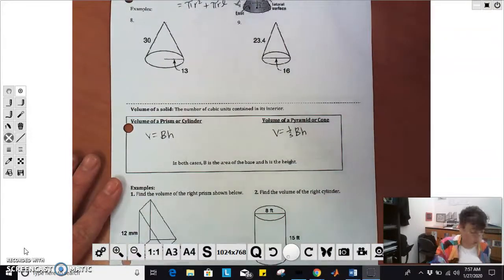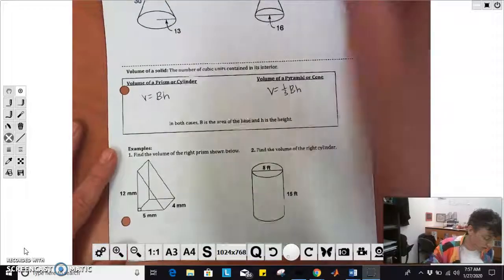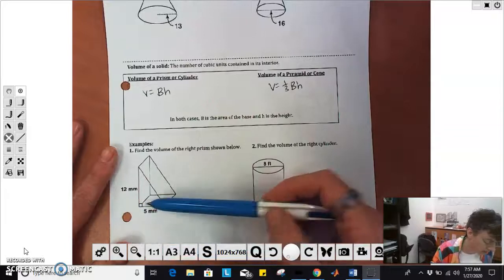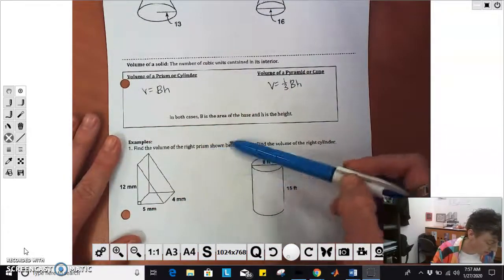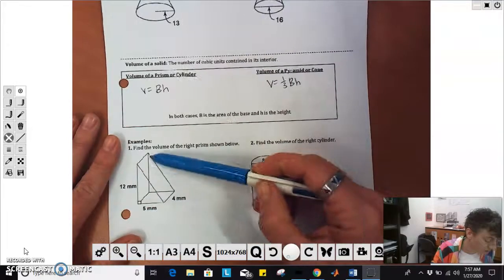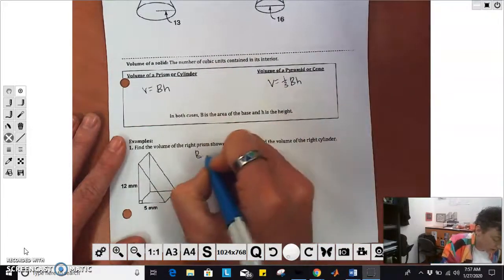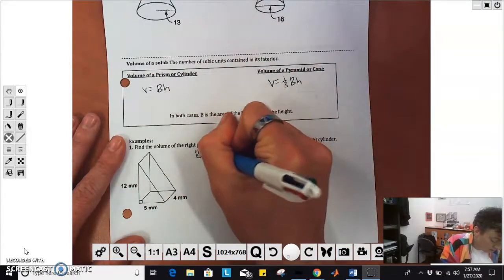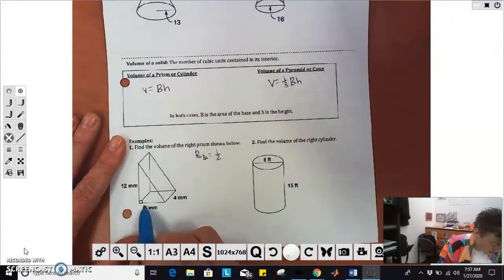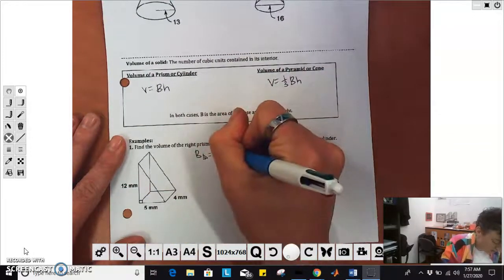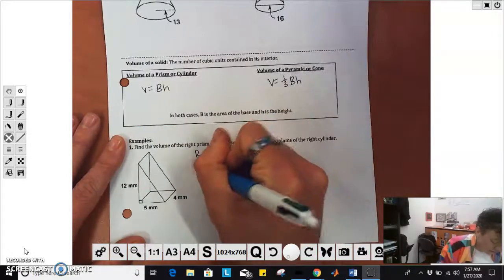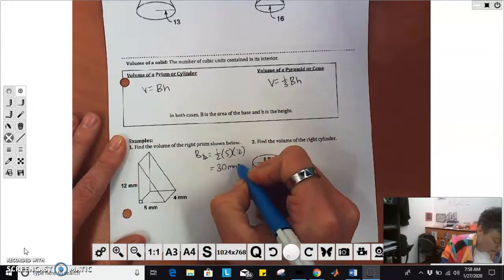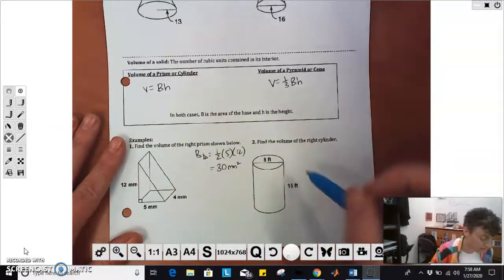You're going to practice your formulas. I will help you with this guy setting it up. Because what kind of thing is this? It's a right prism, really meaning a right triangle. So our base is a right triangle. So the area of our base is 1/2 the base of this triangle, 5 times 12. So I'm going to do half of 12, which is 6, times 5, which is 30 millimeters squared. Okay. Finish that one, finish that one.